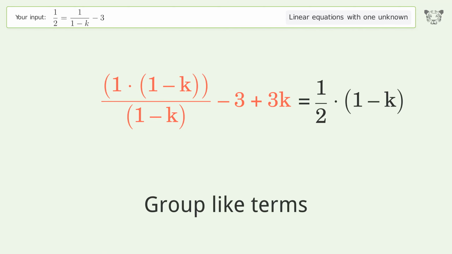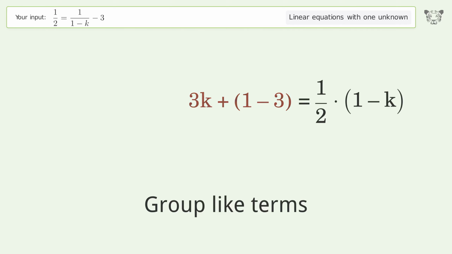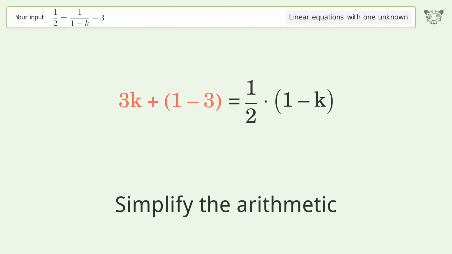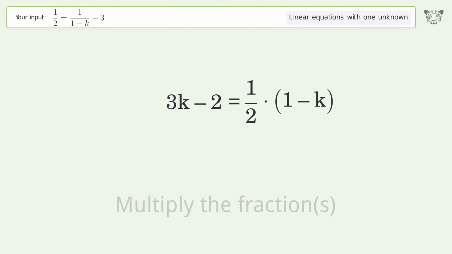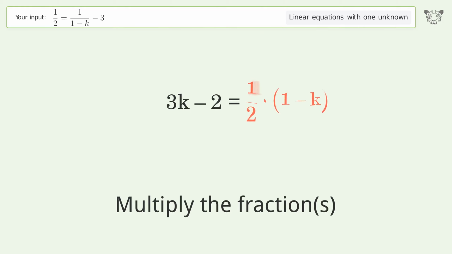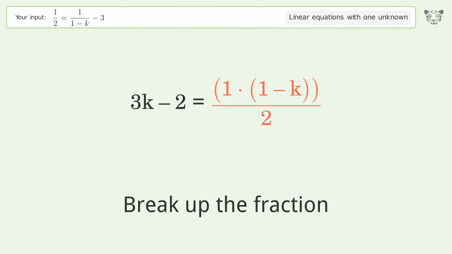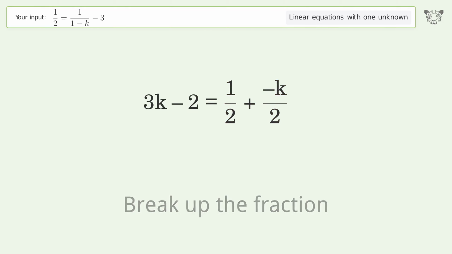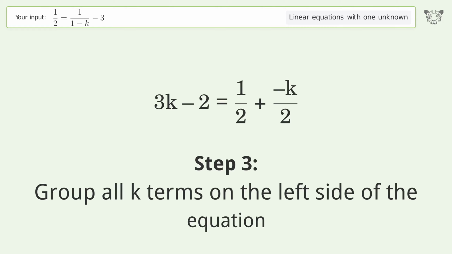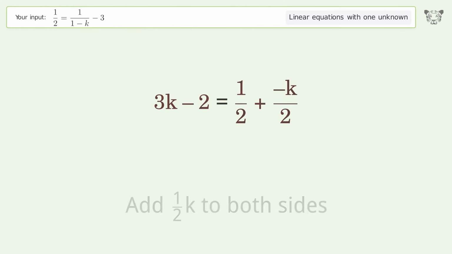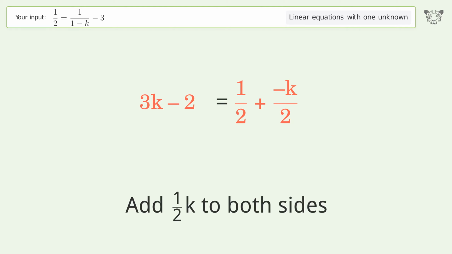Group like terms. Simplify the arithmetic. Multiply the fractions. Break up the fraction. Group all k terms on the left side of the equation. Add 1/2k to both sides.